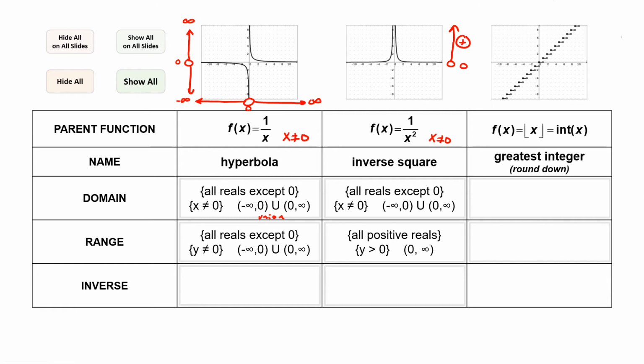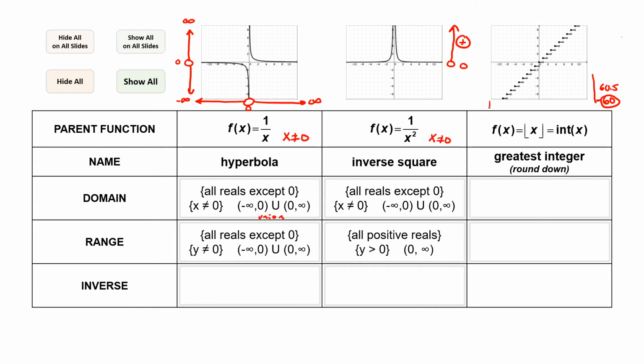We've come to our last parent function. It's the greatest integer function. It has alternate names like floor function and rounding down function. In fact, the easiest way to remember the greatest integer function is to round down. So let's say we had a temperature of 60.5 degrees. If we were thinking of this as a thermometer, we would round down to 60 degrees.